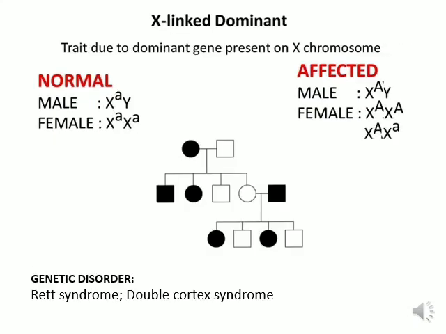So X-linked dominant disorder is the genetic disorder due to dominant gene present on the X chromosome. So the normal male will have the recessive gene present on the X chromosome and the Y chromosome. The female will have both the recessive genes, that is the homozygous recessive condition. The affected male will have the dominant gene and it is in the hemizygous condition because only one X chromosome is present. The female will be either homozygous dominant or heterozygous.